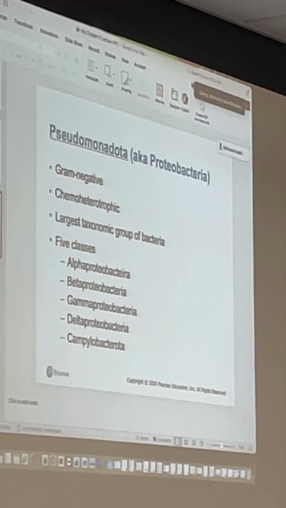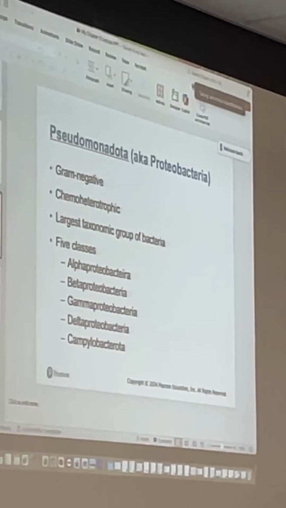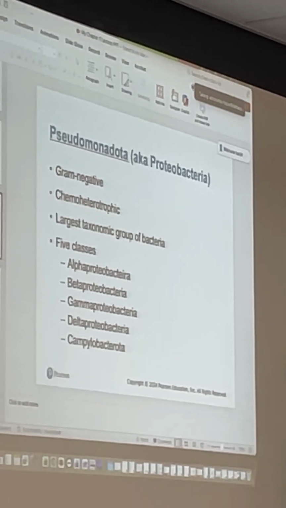So chemoheterotrophic, a lot of stuff going on, right? So they need their food source from an external source, and they get that through chemicals. The chemicals are the way in which they get that. So this is the largest taxonomic group of bacteria. You might see that somewhere. The largest taxonomic group of bacteria, this particular order, consists of these 5 classes, right?